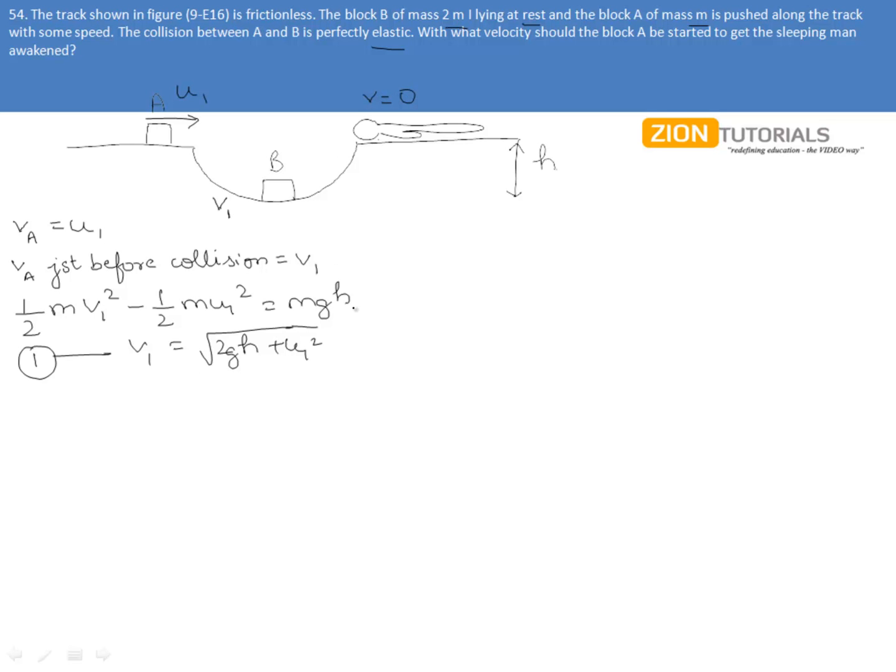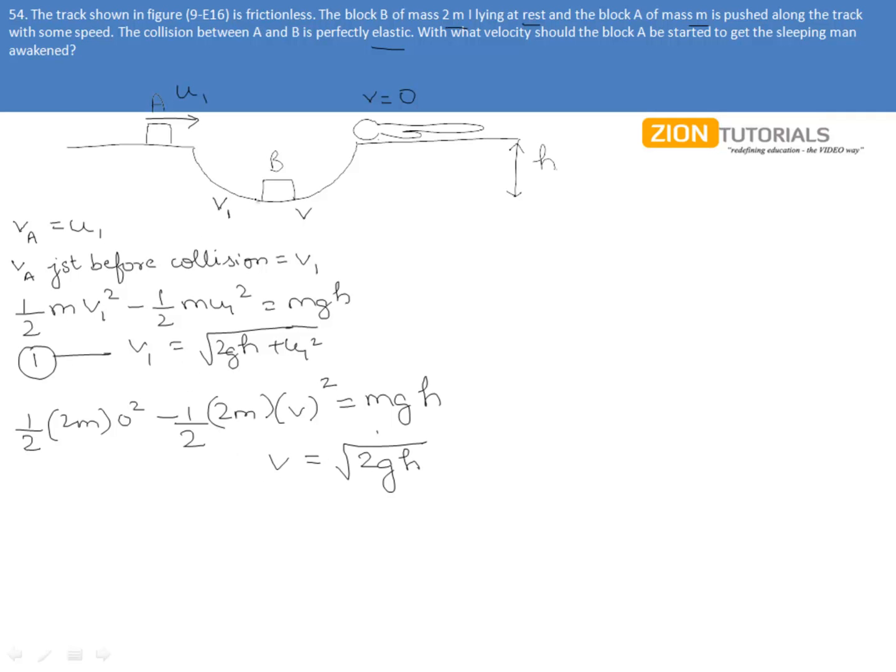Now for this block, let me employ energy conservation. So that will be the final kinetic energy being 0 minus the initial kinetic energy, 2m into v square, where v is the initial velocity, that is, the velocity of block B just after the collision, equals mgh. This gives me the velocity v to be under root 2gh.